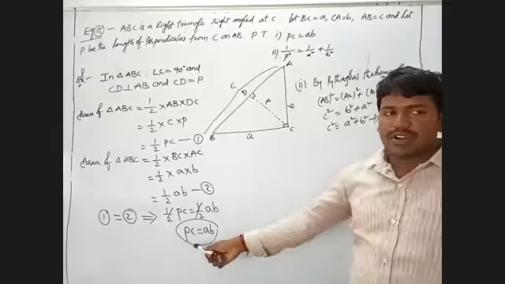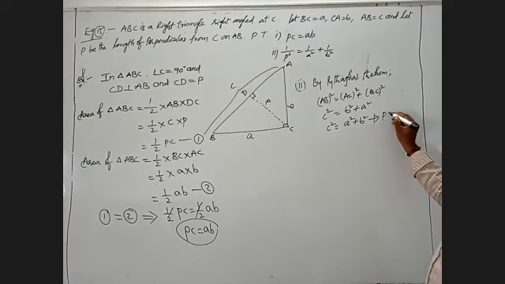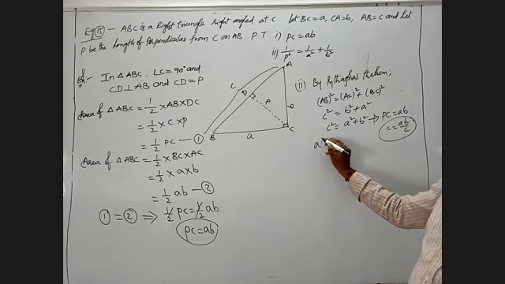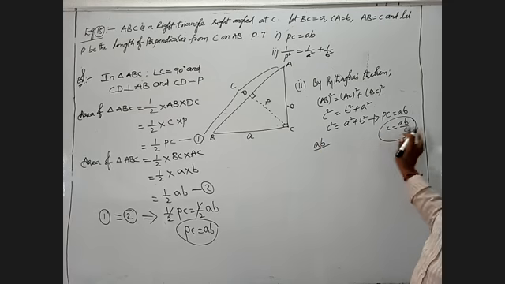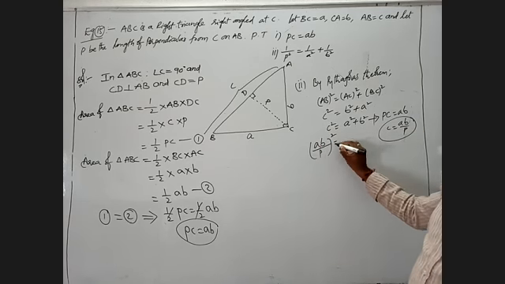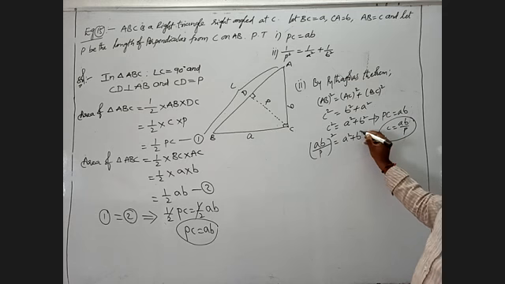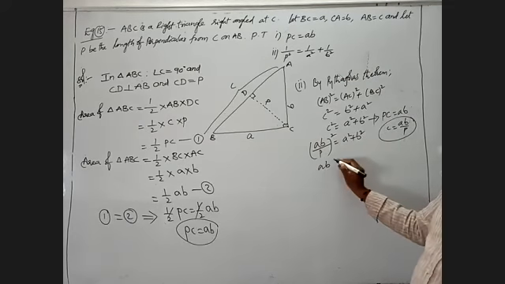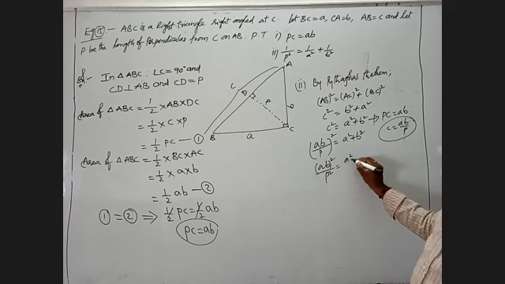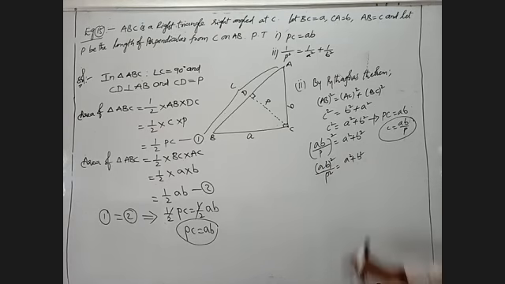From condition 1, we know pc is ab. That means c is ab by p. We have to substitute in this one. That means ab by p whole square is a square plus b square. That means ab whole square by p square is a square plus b square. This value moves to the other side.